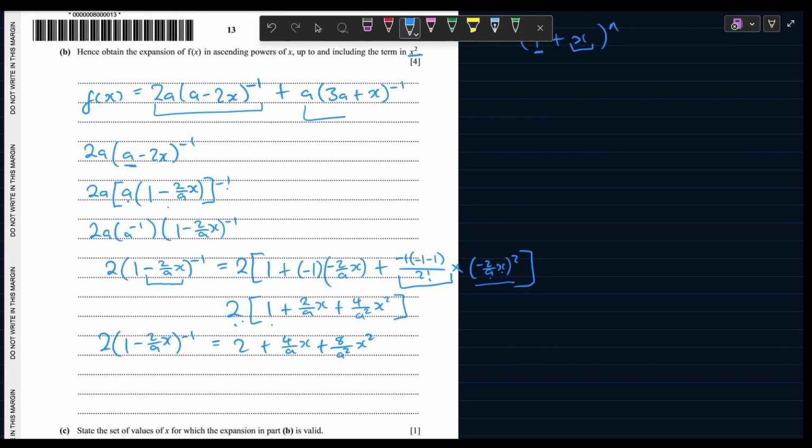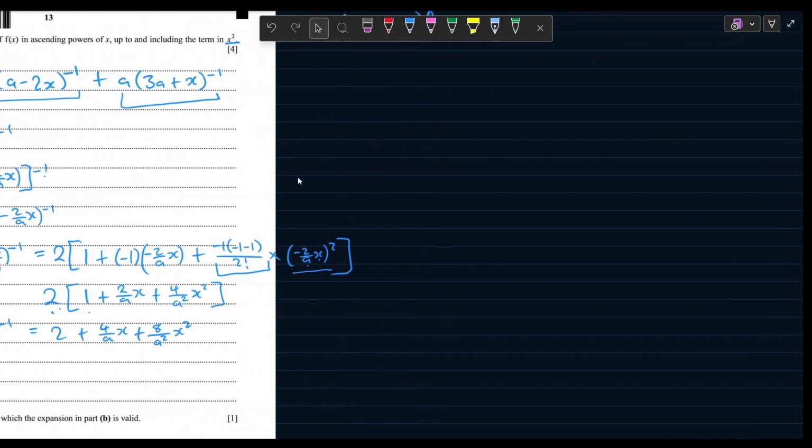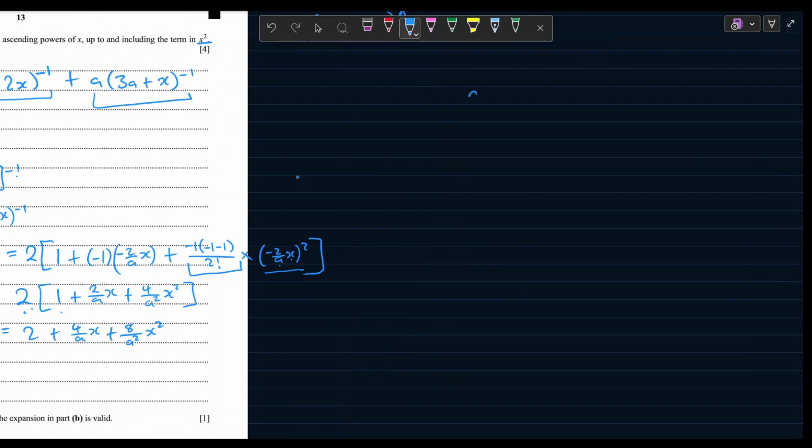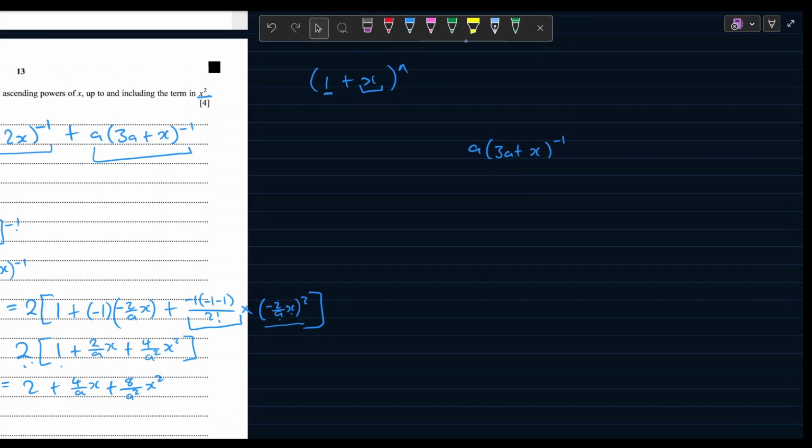We also need to find the expansion for our second term. We can do that on the side. So this is a times (3a plus x)^(-1). Again here, we want to see this 1, so we're going to have to factor out this 3a. So it becomes a, factor out the 3a, so that's (1 plus x over 3a), and this is all to the power negative 1.